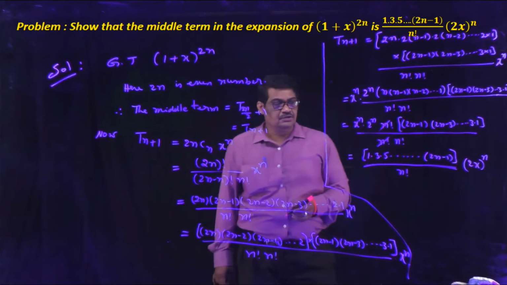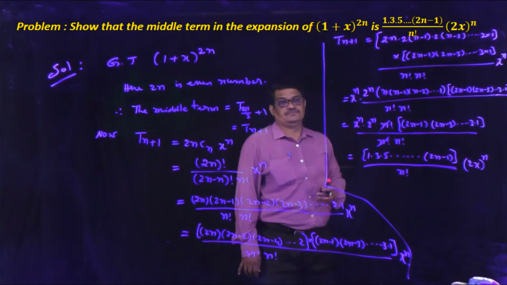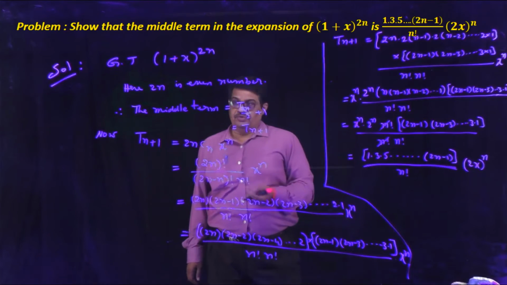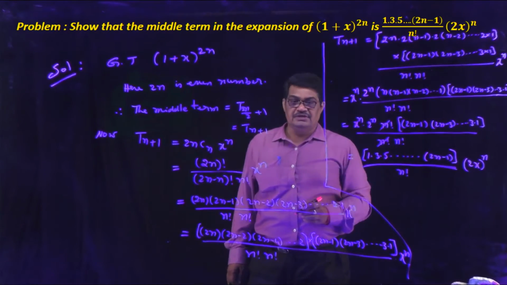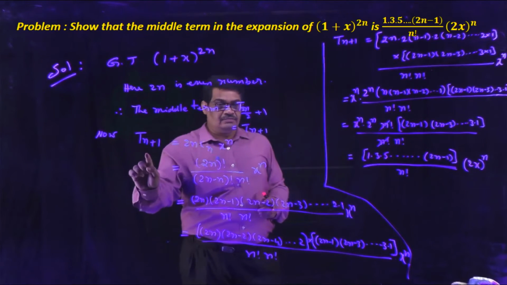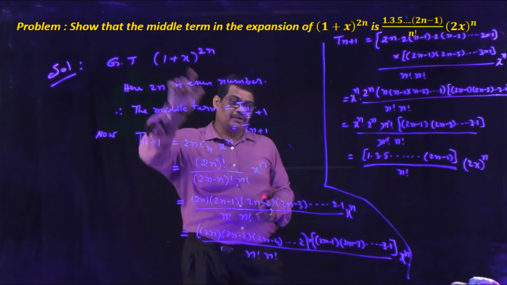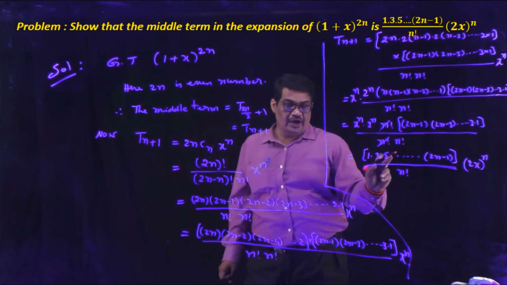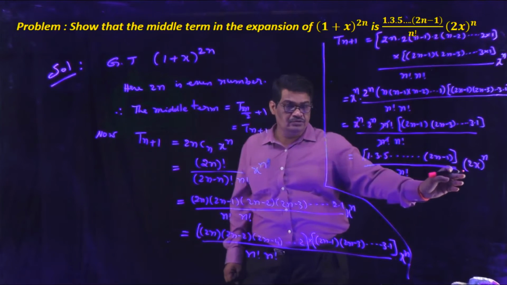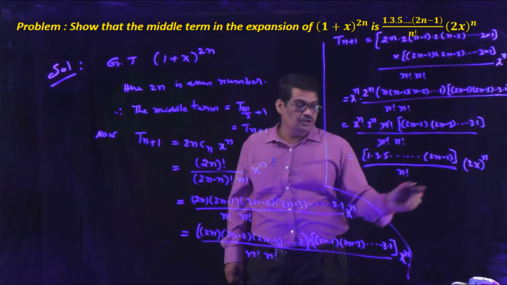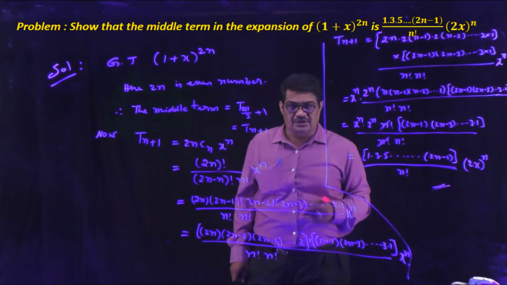That is 2x to the power of n. That is our proving result. Okay, that is our proving result. That is the middle term in the given expansion, we are obtaining 1 into 3 into 5 into and so on, 2n minus 1 by n factorial into 2x to the power of n. Okay, this is the required result.